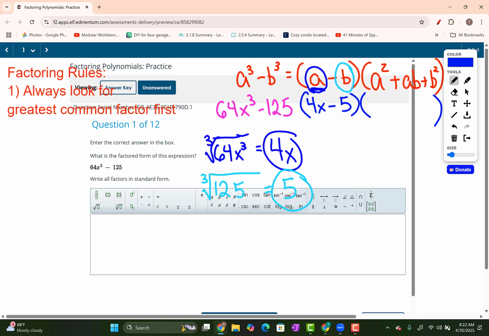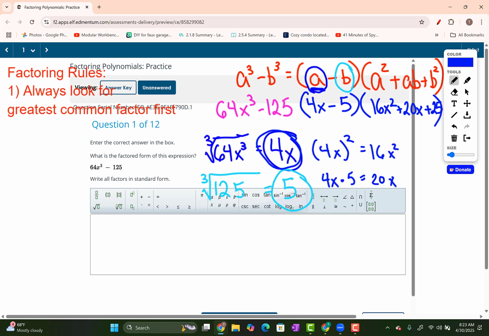A squared we're going to get by squaring 4x. So if we square 4x, we get 16x squared. So that's our a squared. Our a times b is just going to be whatever 4x times 5 is, which is 20x. And then our b squared is going to be 5 squared, which is 25.